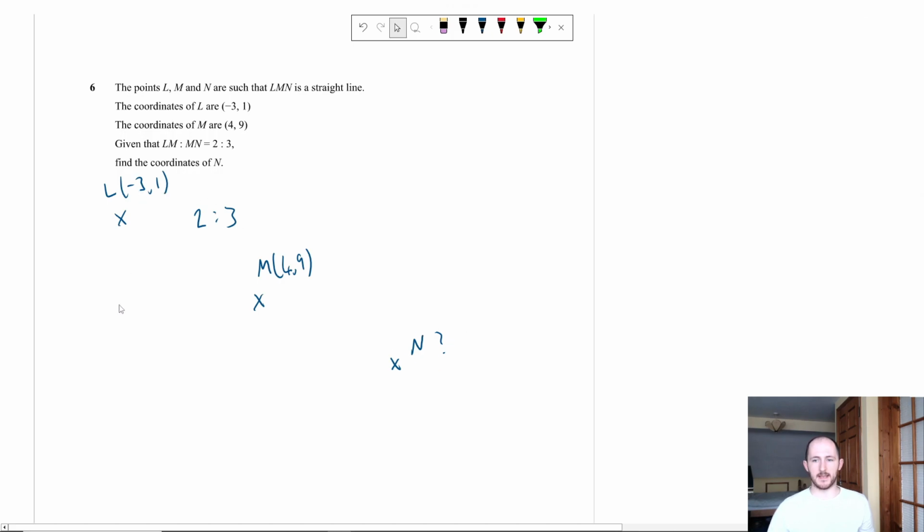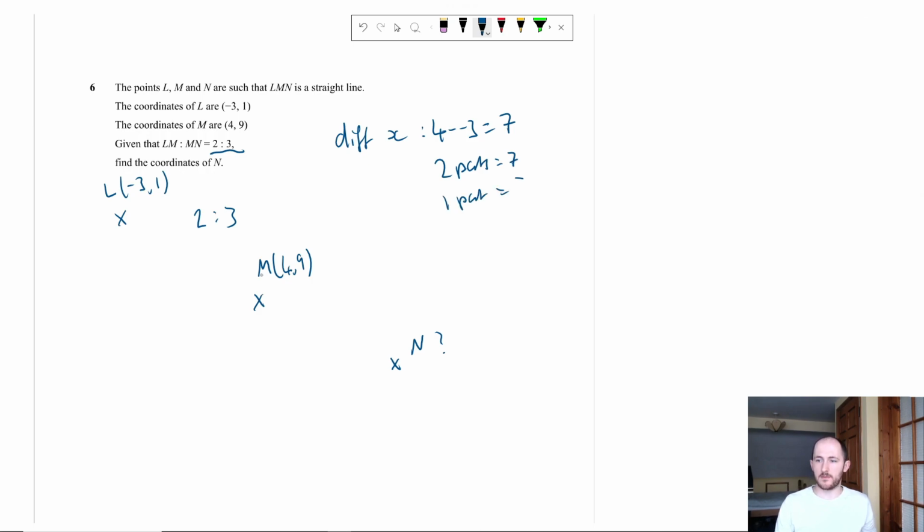So what I mean by that is the difference in X, let's write it up here, is 4 minus 3, right? So it's 7. Now it tells me that the ratio is 2 to 3. So 2 parts in this equation is equal to 7. So that means 1 part equals 3.5, which means the 3 parts for M to N is 3 times that, which is 10.5.